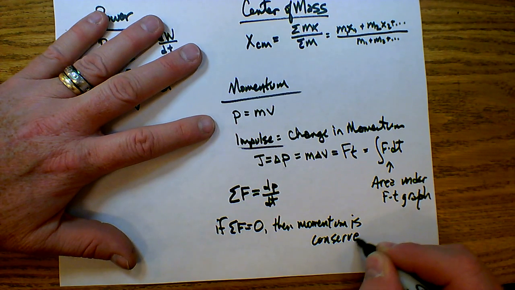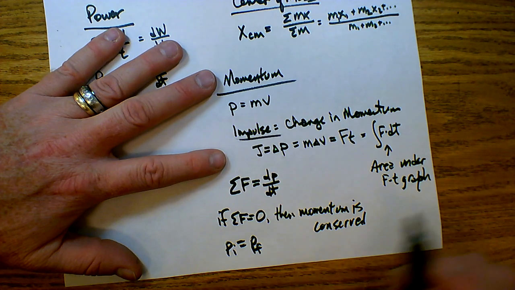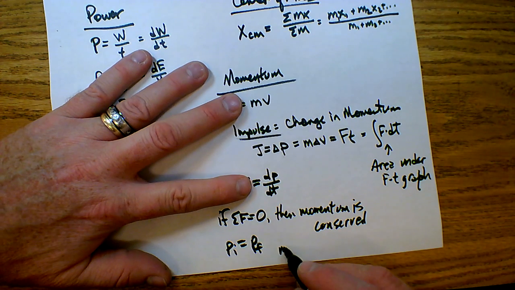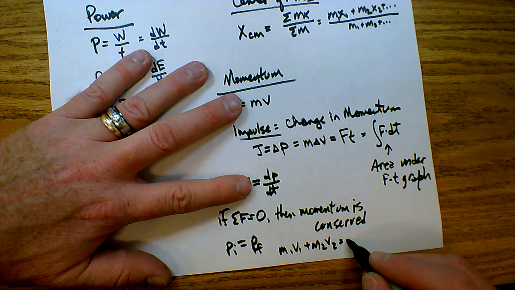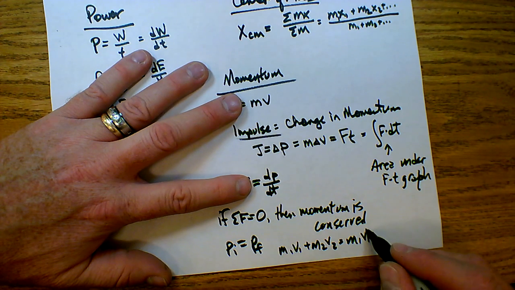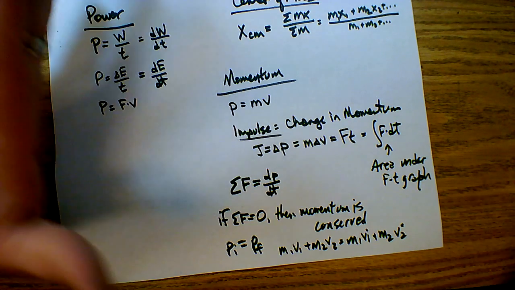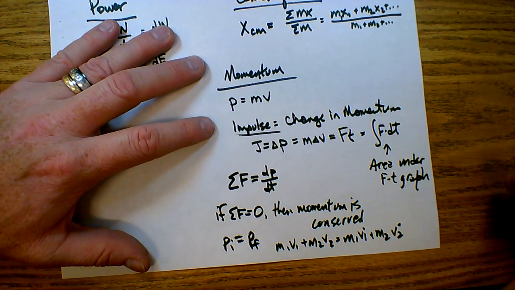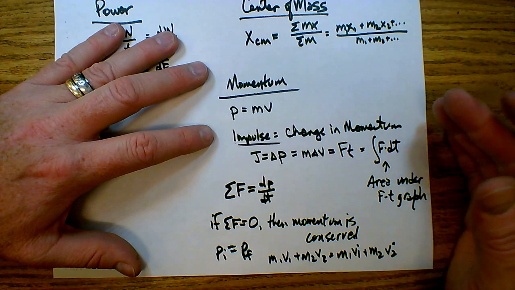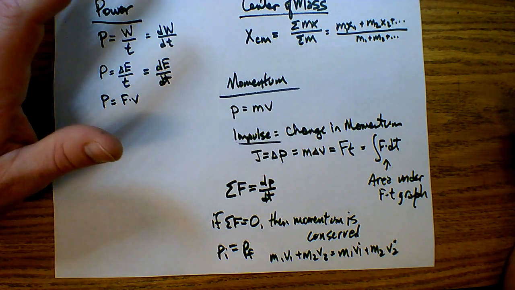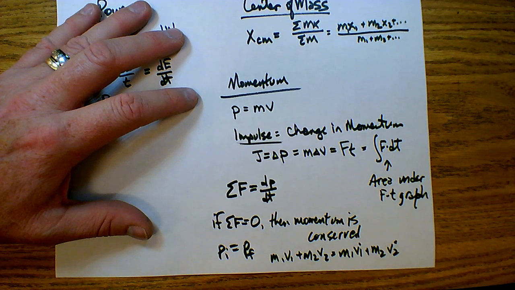Conservation of momentum says that p initial of a system is equal to p final of a system. Or in other words, m1v1 initial plus m2v2 initial equals m1v1 final plus m2v2 final, or various iterations of that basic equation. You look at the system before and add up all the mvs, look at the system after, add up all the mvs, and they will be equal when the net force is 0. That's what we mean by conservation of momentum.